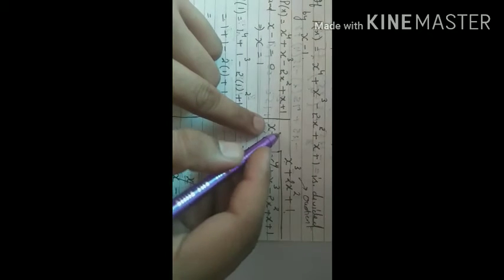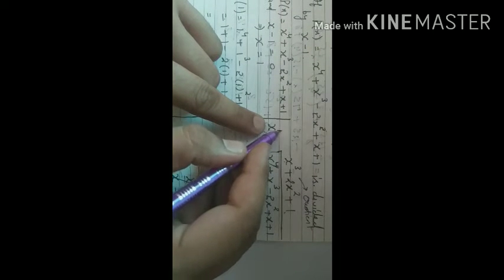After changing sign, x is cancelled by x, and adding 1 and 1 we get 2. We see that here is no x, or we can write it as 2 is equal to 2 into x^0. In this term the degree is less than the degree of the divisor, so 2 is the remainder. Clear?